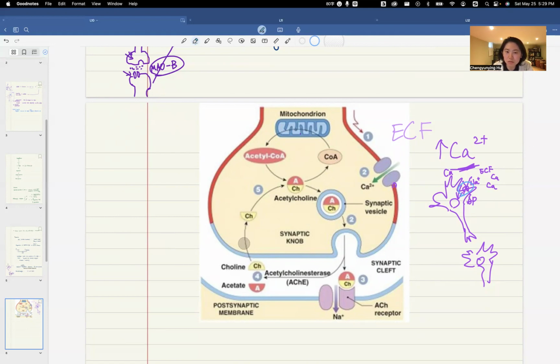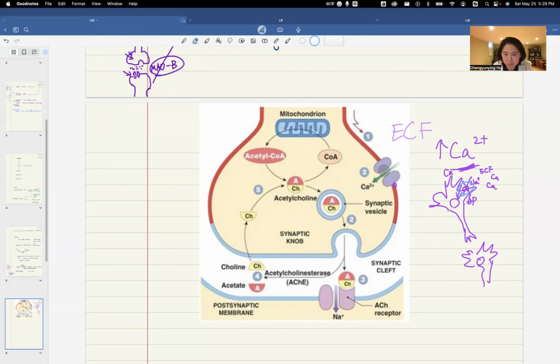choline is recycled into the presynaptic neuron. And we also get choline from the diet. And the acetate comes from respiration. And both of them combine, and then they make acetylcholine.